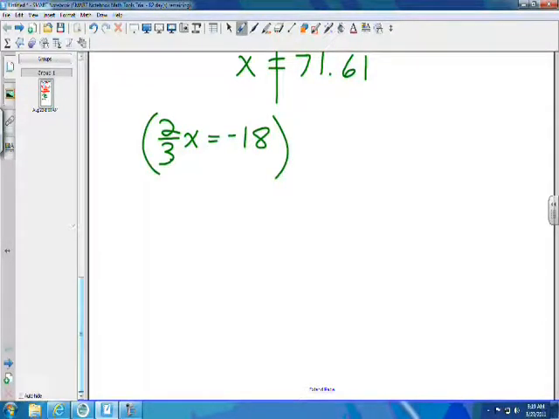What's the reciprocal of 2/3? 3/2. This is how I write it. You just put that out to the side to show you are multiplying that reciprocal, and that cancels, and you would type that in your calculator: 18 times 3 divided by 2. What's the answer? Negative 27.